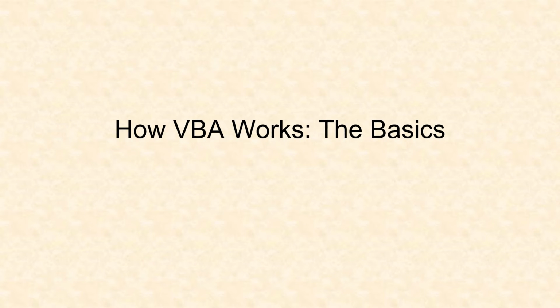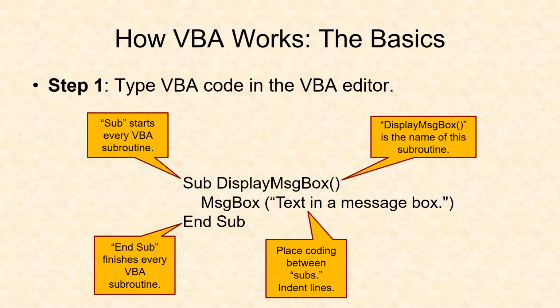At this point, let's take a brief overview of how VBA works. Let's look at the absolute basics to get started. There are three basic steps involved in creating VBA coding. Step 1 is type the VBA code in the editor that we just looked at. Let's take a brief look at some VBA code.